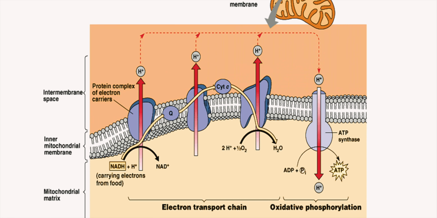The first step is oxidation of the reduced coenzymes. NAD and FAD are coenzymes. They've been reduced, which means they picked up hydrogen. They are now going to do the opposite of that. They're going to be oxidized. They're going to release their hydrogen and release electrons. The electrons are passed between membrane proteins.